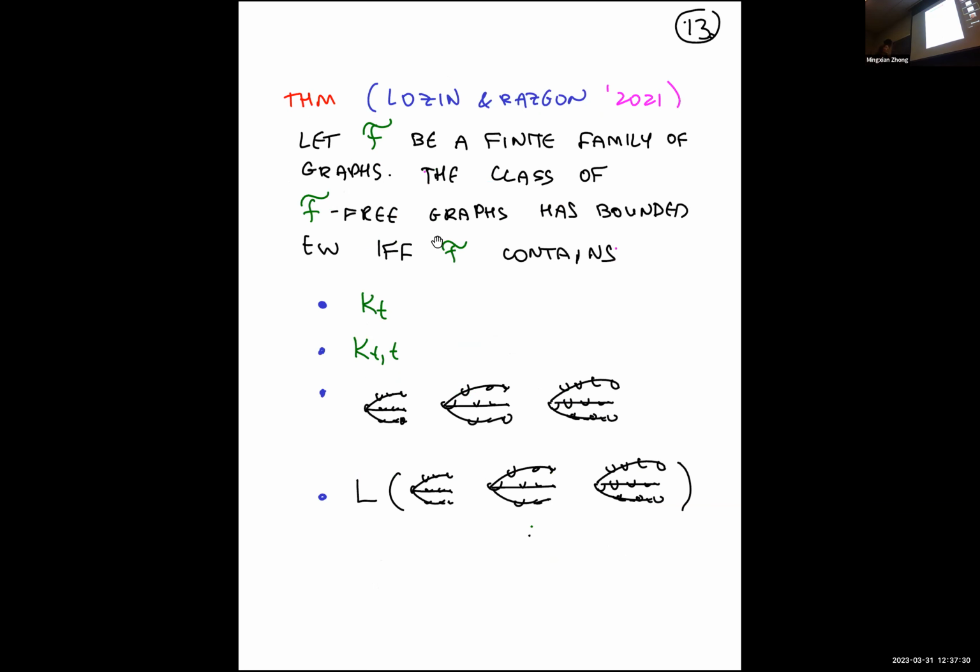And it turns out it's not hard to see that. You have to forbid K_t, K_{t,t}, some graph that looks like this, in order to get rid of the wall, and some graph that is the line graph of that, to get rid of the line graph. And it turns out that that's enough.